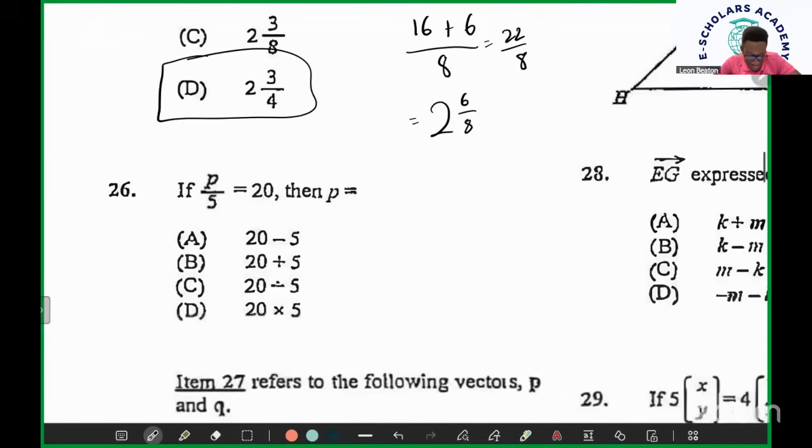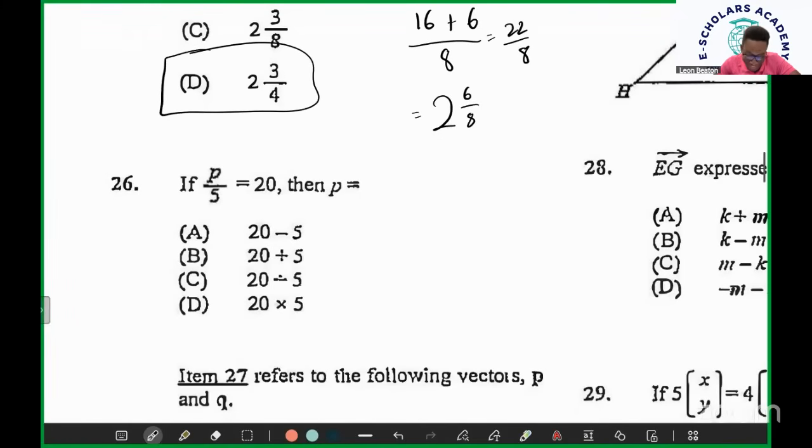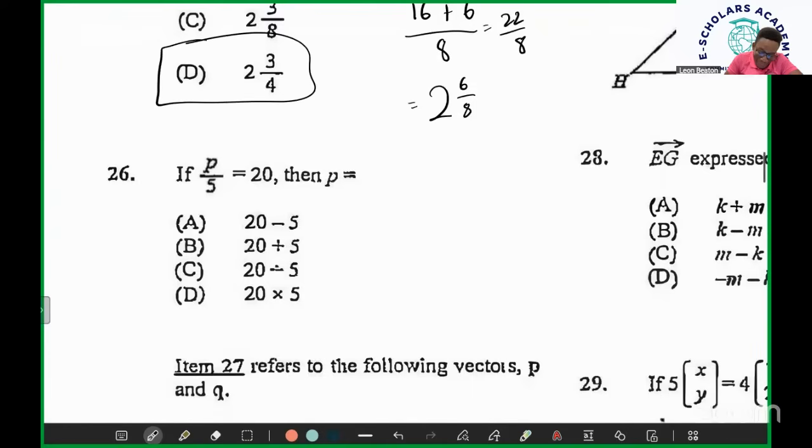Nice. All right, this is a giveaway. Let's hope CXC is kind. If P over 5 is equal to 20, then P is equal to, anybody get this one wrong? So P is equal to 20 multiplied by 5, which is D.